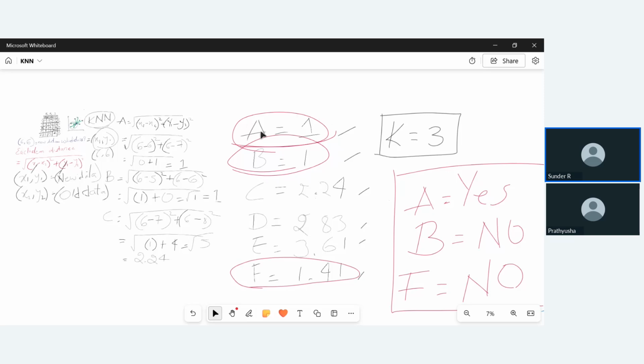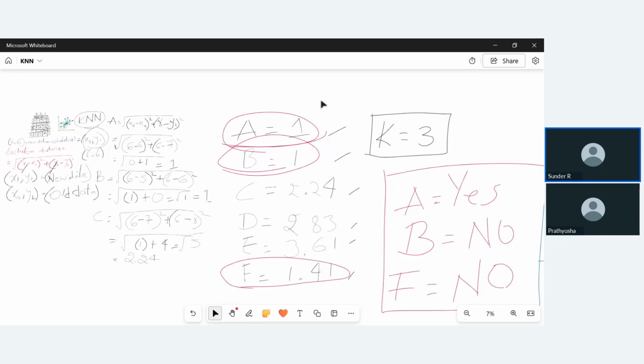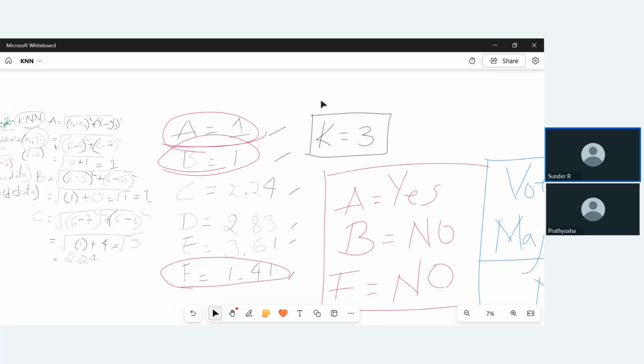Okay, what does the first neighbor belong to? What does the second neighbor belong to? What does the third neighbor belong to? Based on this, you will be able to find which is the majority one. You're going to choose that class for the new data point.